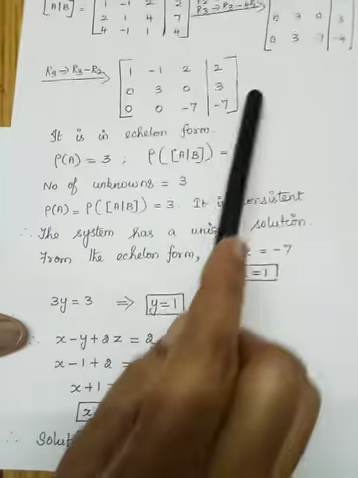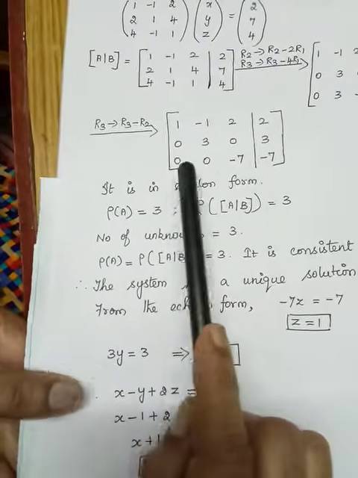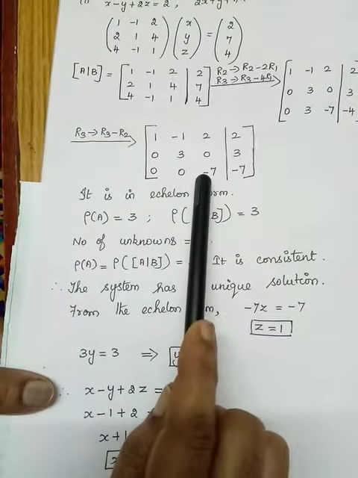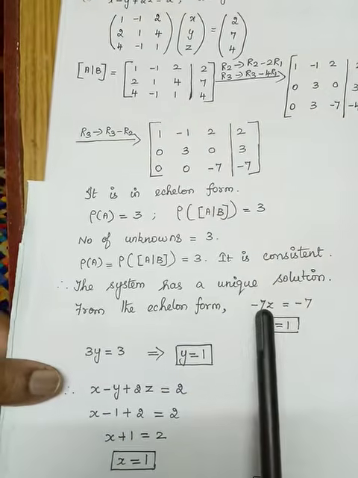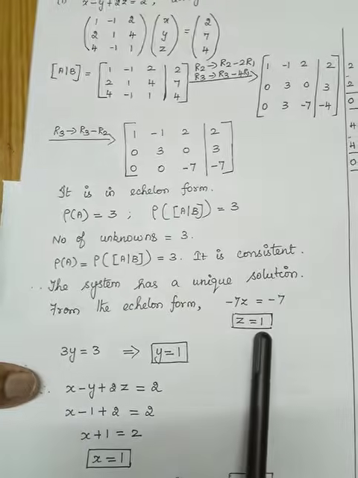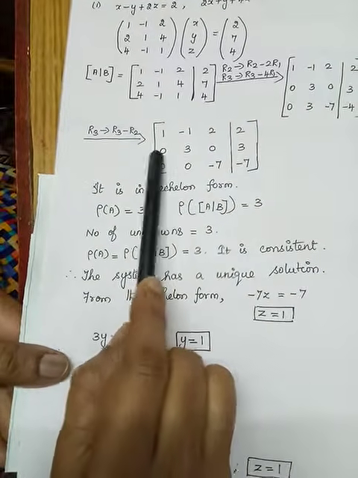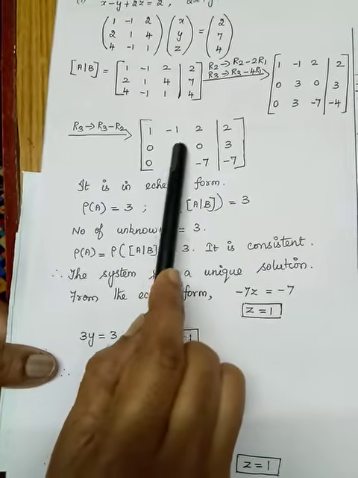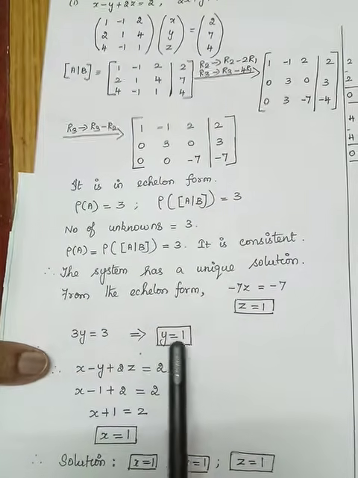From the echelon form, the last form, you just consider the last row. Here you are having minus 7, which is the coefficient of Z. So minus 7Z is equal to minus 7. From this, Z is equal to 1. Go to the second row. Here it is 0, the coefficient of X, and here also 0, the coefficient of Z. So the Y coefficient alone is here: 3Y is equal to 3. So Y is equal to 1.